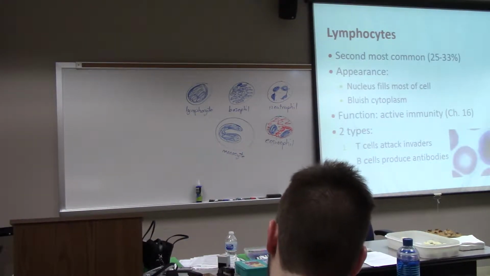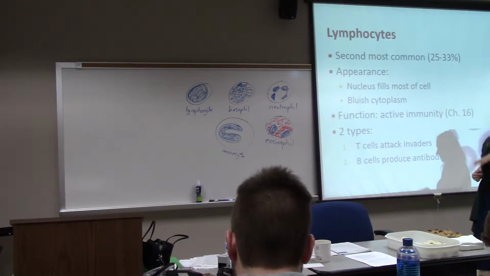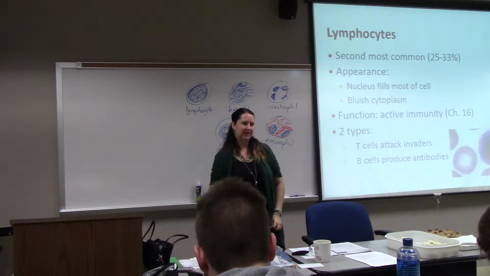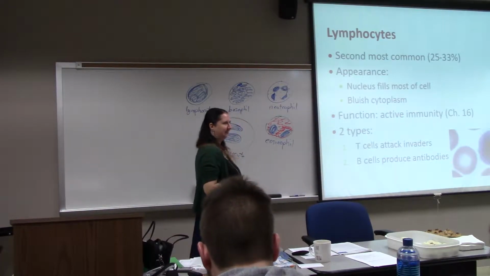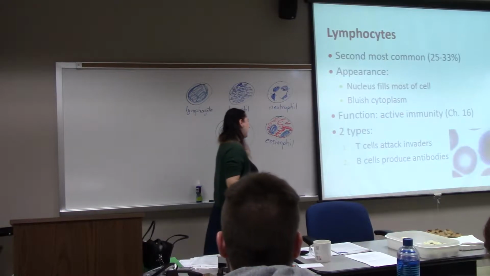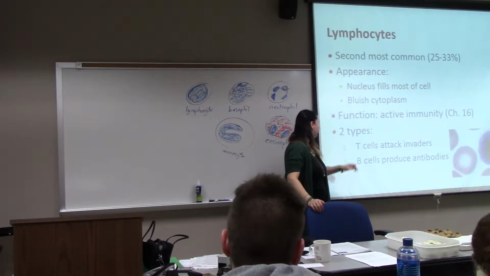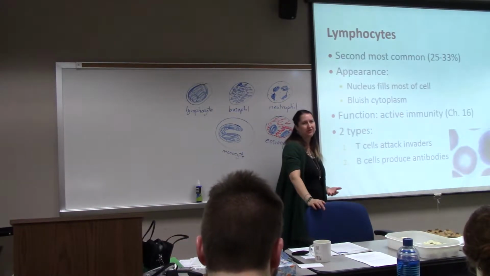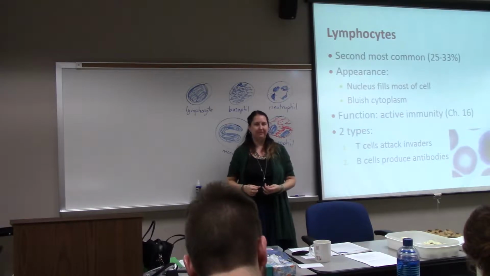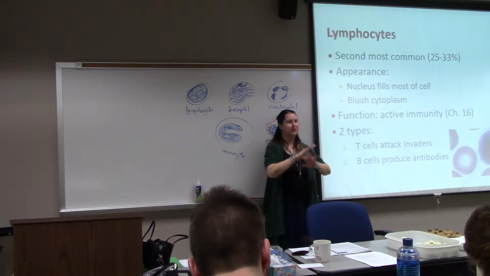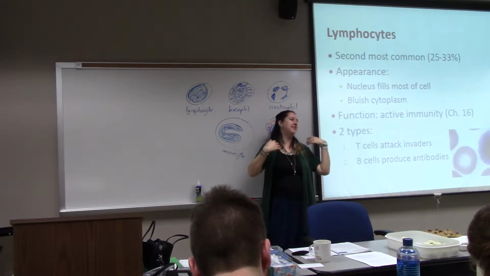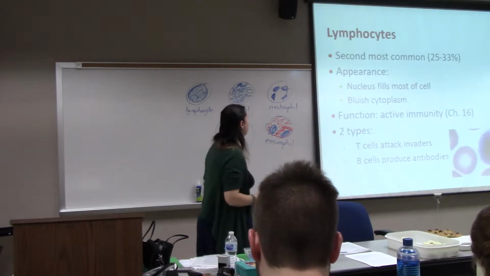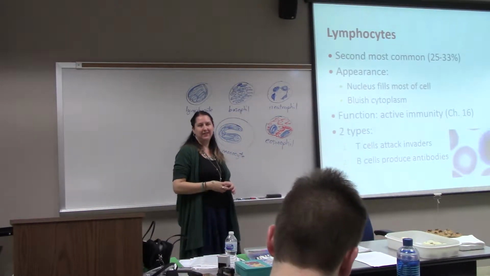Lymphocytes are involved in what's called active immunity, which means they fight specific invaders, like this cold virus, this flu virus, that type of bacteria. The two types are T cells and B cells. T cells directly attack and kill the invading cells. B cells produce antibodies that attack for them. So T cells are the shock troops going right in. B cells are the generals that send somebody else to do the work. And we'll talk more about what they do in chapter 16.